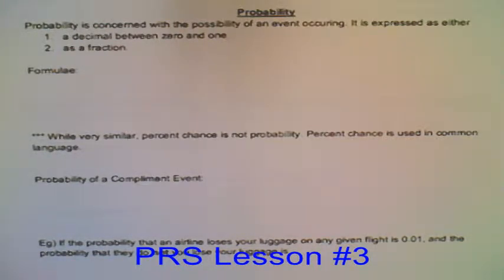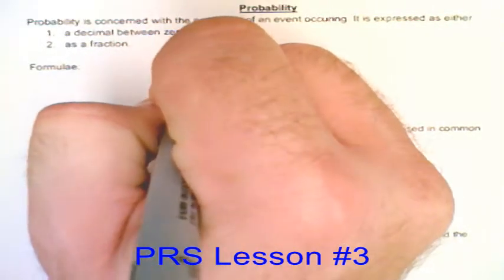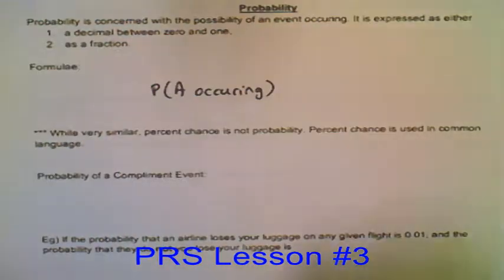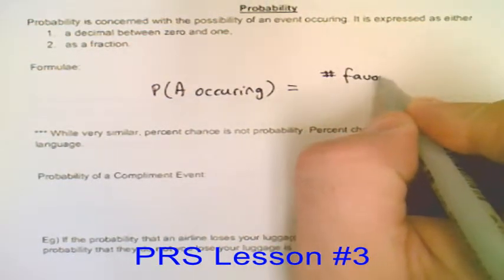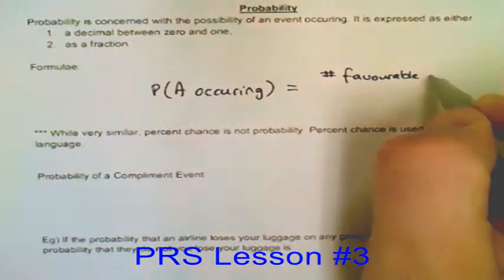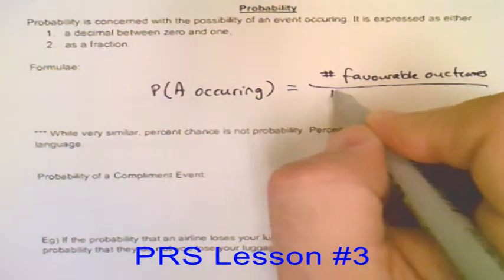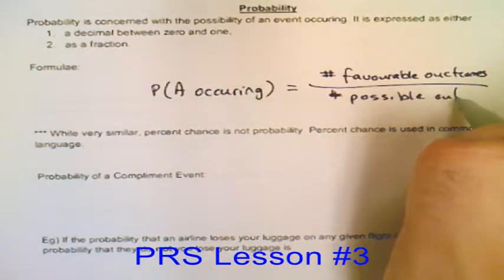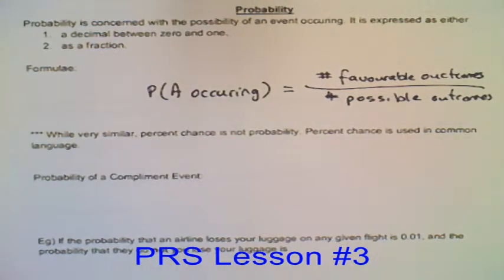Once you've got that done, then you've got the formula. The probability of event A occurring is the number of favorable outcomes over the total number of possible outcomes. Favorable would be ones where this happened.